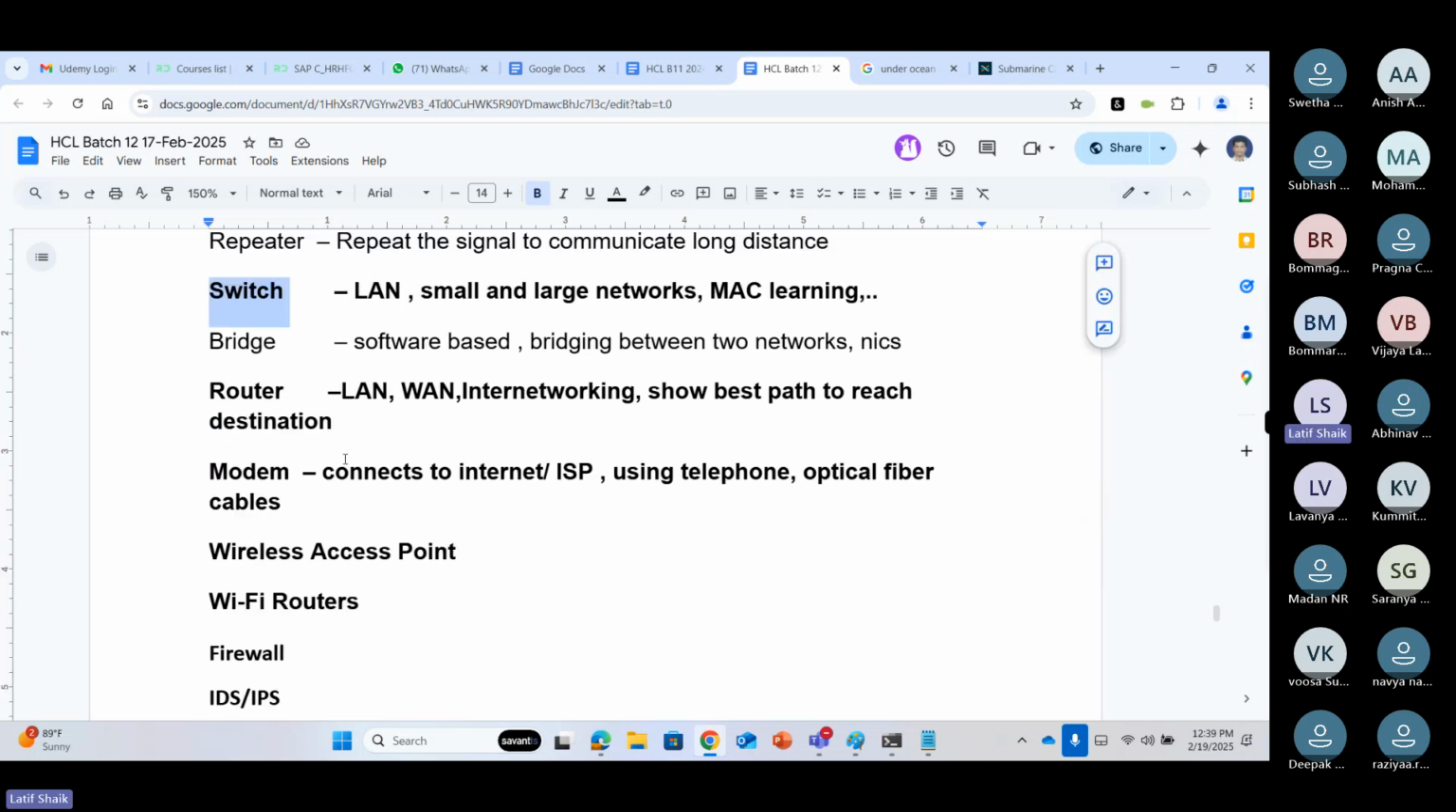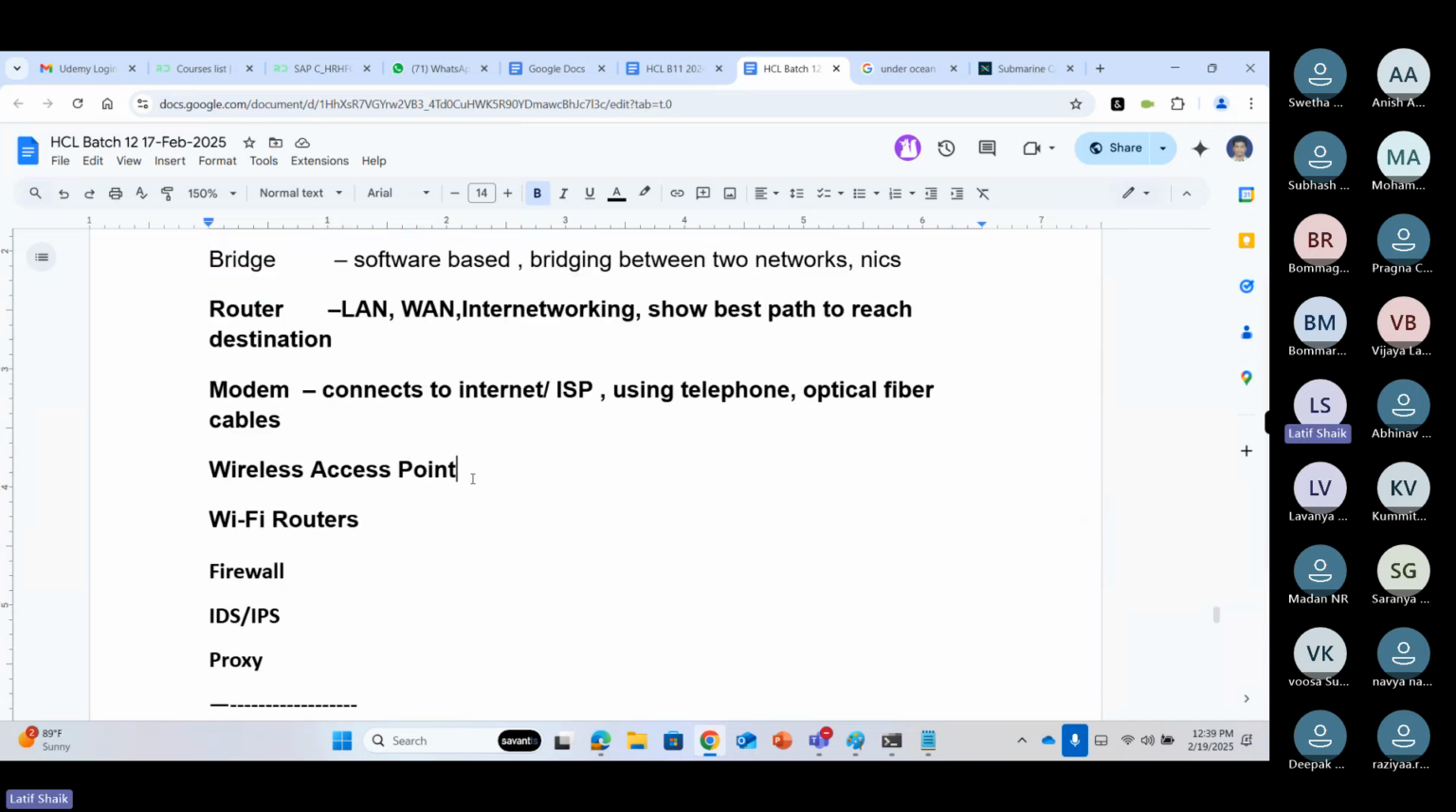Okay. Next is wireless access point. What is this wireless access point? Wireless access point is for when you have wireless types of devices. To connect devices in the LAN, we need a hub or a switch. But you have wireless devices like laptops, mobile phones, smart TVs, tablets, right? Wireless connectivity. So how can you connect using a wireless access point?